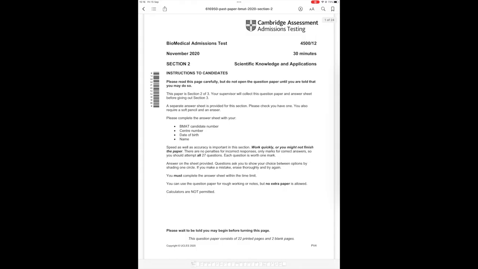Okay, so welcome to part 1 of 3 of this BMAT Section 2 2020 full walkthrough. So why don't we start off with question 1. Which two of the following statements about genetic variation are correct? Statement number 1, asexual reproduction always produces genetic variation. That's not true because sometimes asexual reproduction can produce clones. So 1 is not correct.